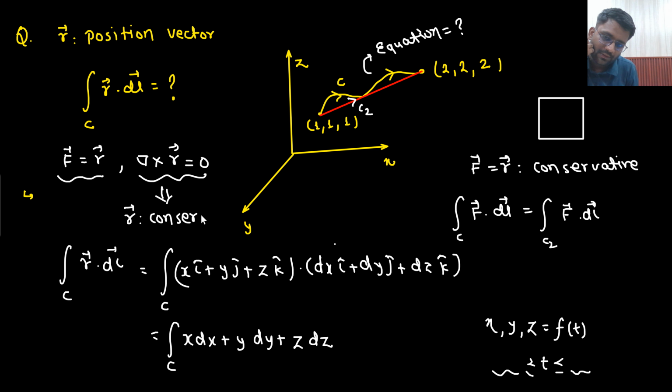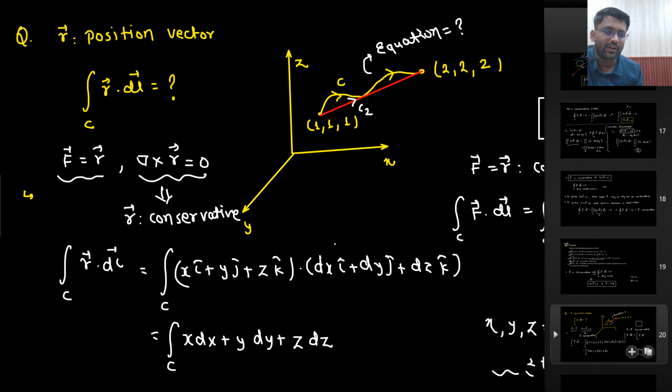It is conservative. Also, you need to make sure one thing, that it should be continuous everywhere, and it will surely be continuous. What is R? R is x i cap plus y j cap plus z k cap. It will not be discontinuous anywhere. So if del cross R equals 0, then R is a conservative field. And if it is a conservative field, then you can calculate F dot dl very easily now.